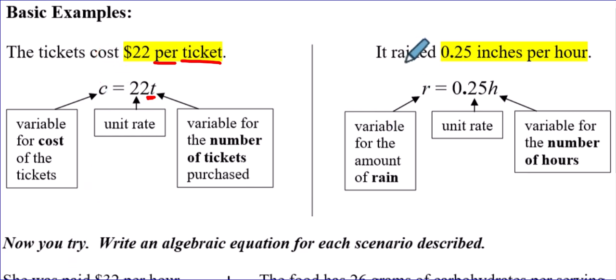All right, next example. It rained 0.25 or a quarter inches per hour. How do I write that as an equation? Well, per hour means times to the hour. So notice the 0.25 is times to the variable for the number of hours. And then the inches of rain is the variable we have over here on the left.